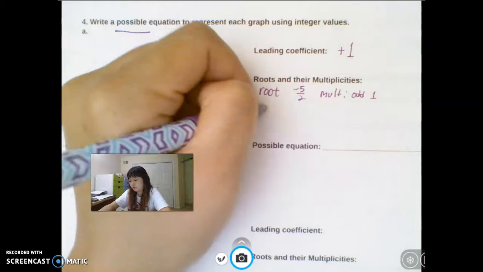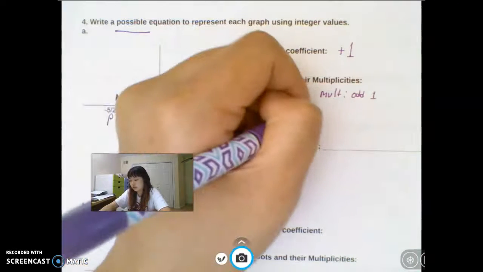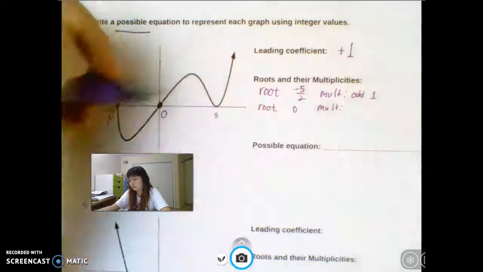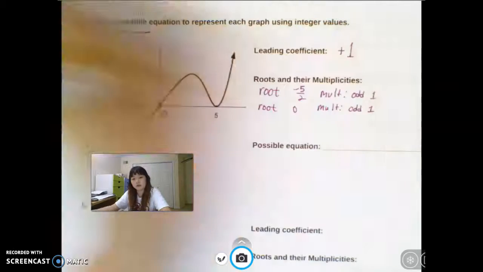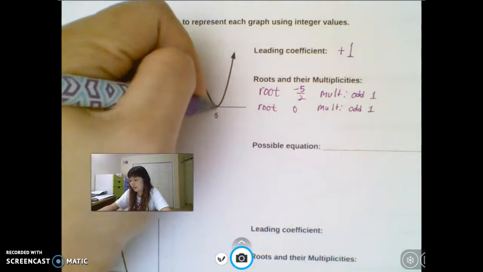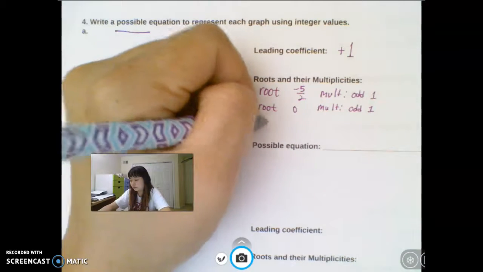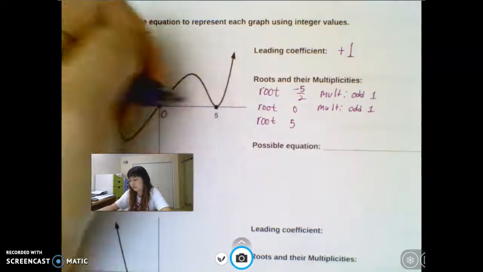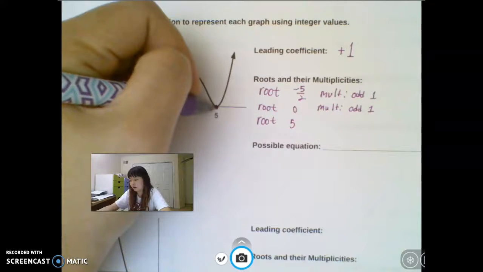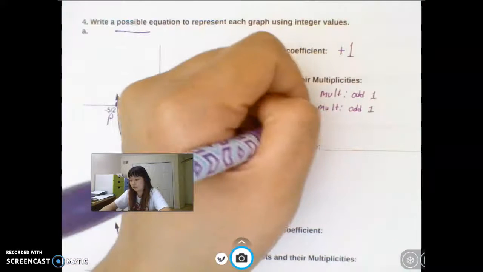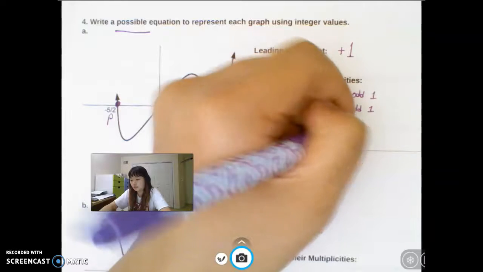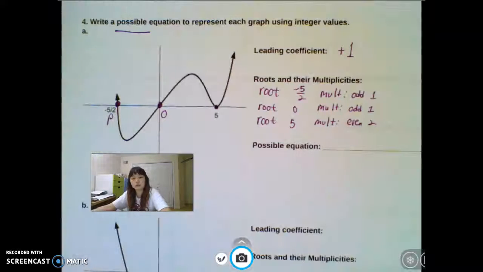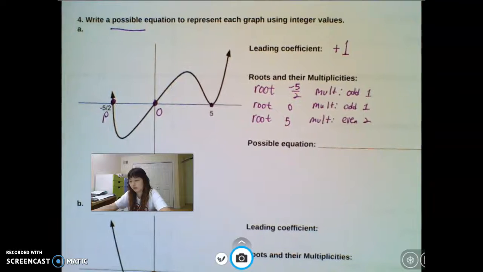Another root at 0, right? Multiplicity of, it passed through. So another 1. And then at 5, what happened? What happened at 5? The graph came down and it bounced off. So we don't know what it is, but it must be an even. So smallest even number is 2, so I'll just put 2. So here is a possible equation.